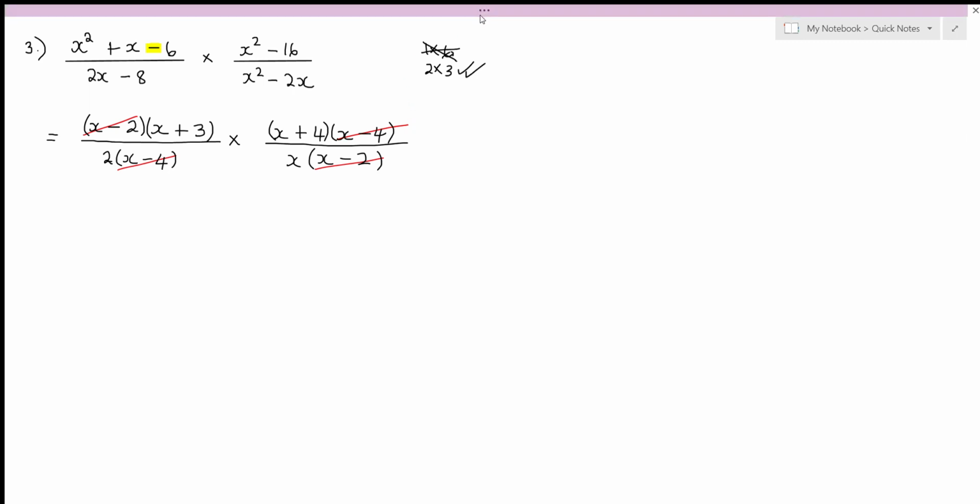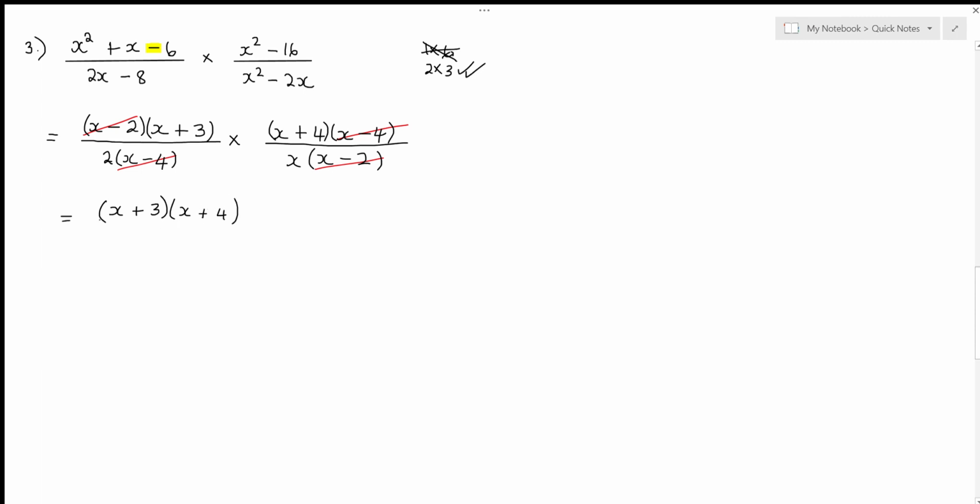So looking at my numerator, I'm left with x plus 3 times x plus 4 over 2, and here we have an x, 2 and x there. So this is my final answer, and I'll leave it like that.